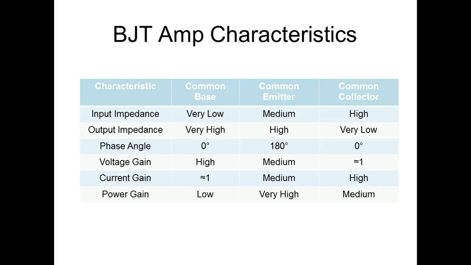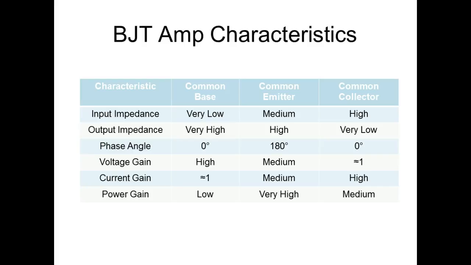Common emitter has a medium input impedance, and a high output impedance, right? We have a phase shift on a common emitter of what? 180 degrees. So it's going to be a duplicate, but it's going to be the mirror image of it. Voltage gain is medium, current gain is medium, but since we get both a current and a voltage gain, it gives us a very high power gain, if it's designed correctly. A common collector has a high input impedance, and a very low output impedance, right?